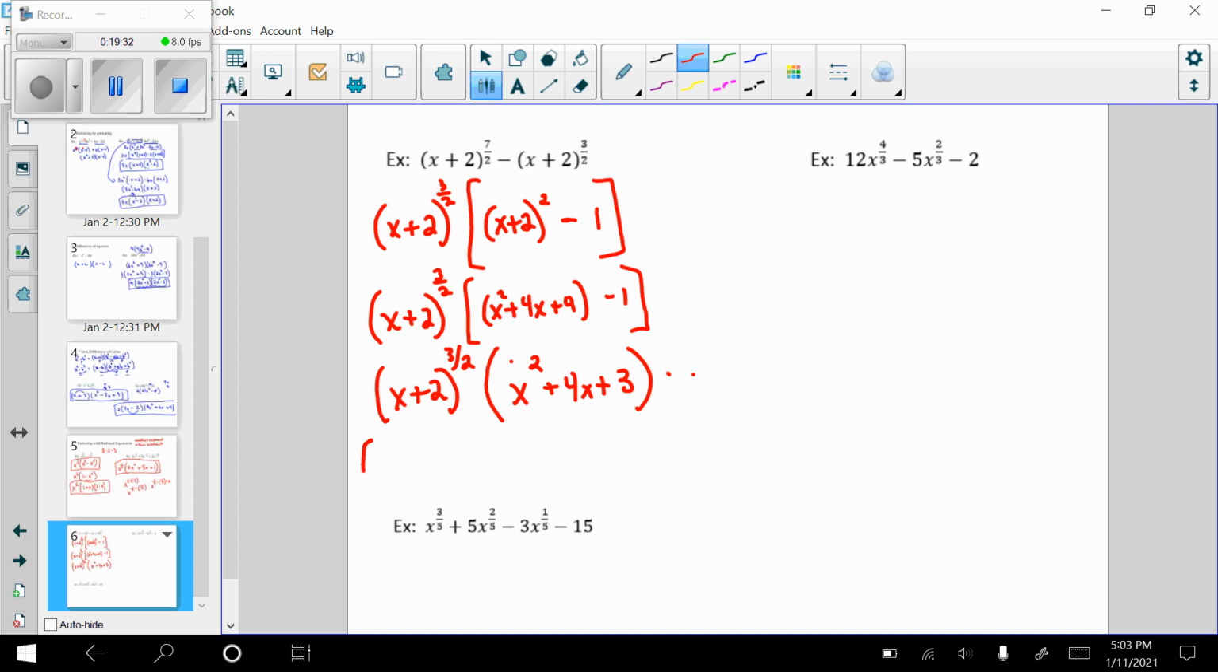That quadratic can be factored again. x plus 2 to the 3/2 times x plus 3 times x plus 1. And now that is completely factored.